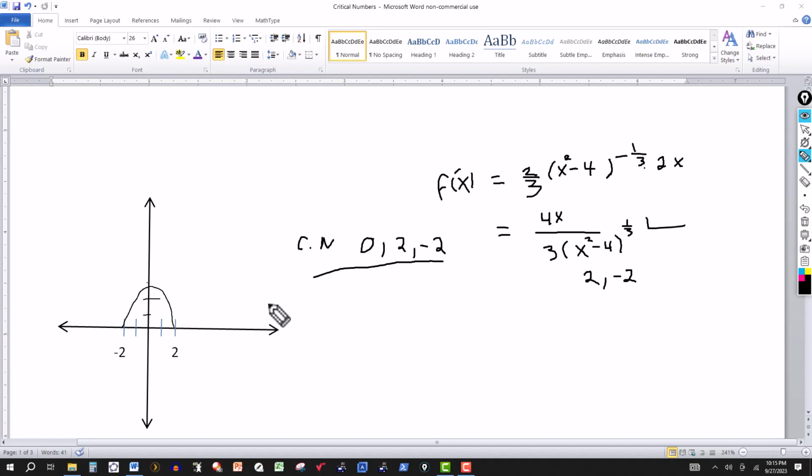But normally the way you do it is on this number line here, we look at the sign of the derivative. So here's your derivative right here.